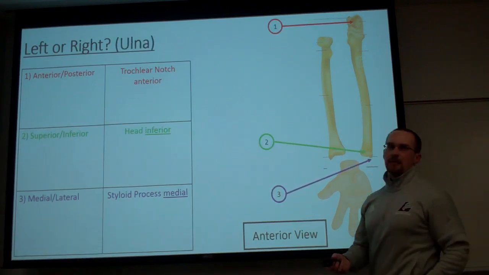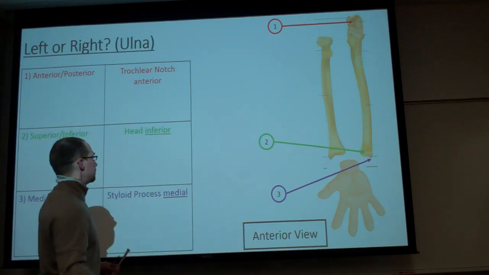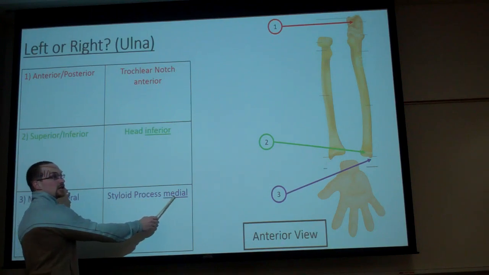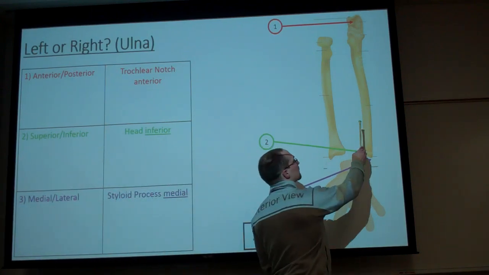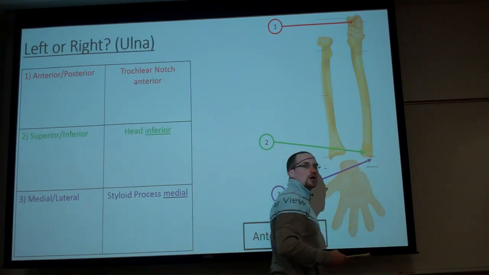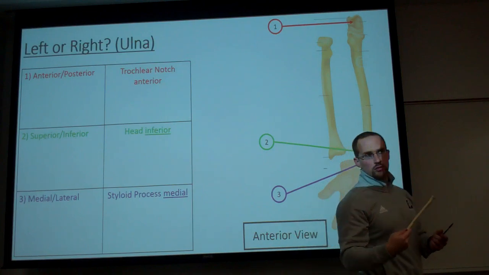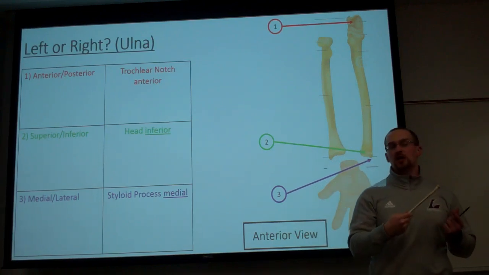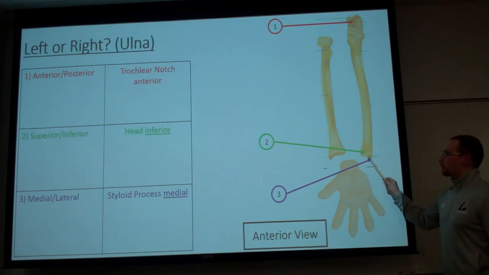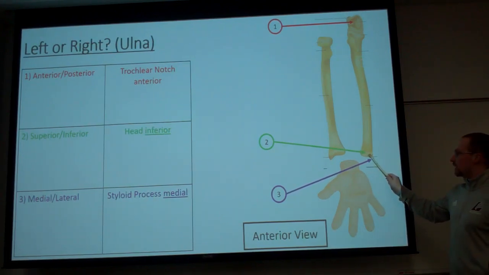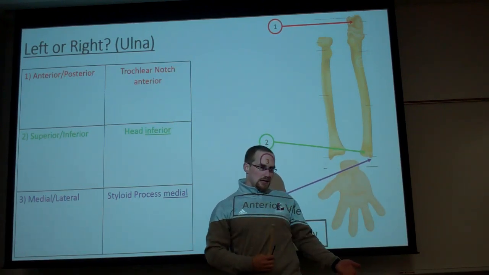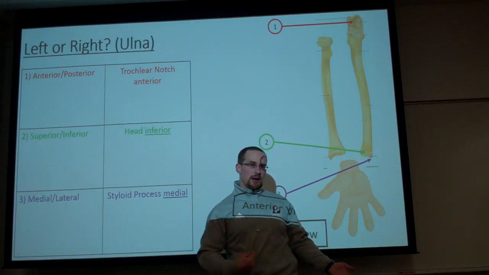Now the ulna, it's pretty much the same idea, but we've got a couple of things that are switched around. First of all, notice the styloid process of my ulna is medial. And that should make sense. My ulna is always on my pinky side. Ulna and pinky, P-U. Pinky starts with the letter P, ulna starts with the letter U. So the styloid process for the ulna is going to be medial, because again, if I'm standing in the anatomical position, my pinky is closer to my hip, closer to my midline.